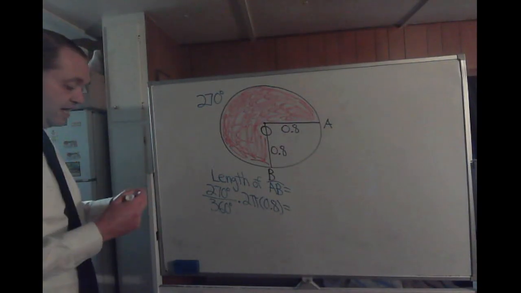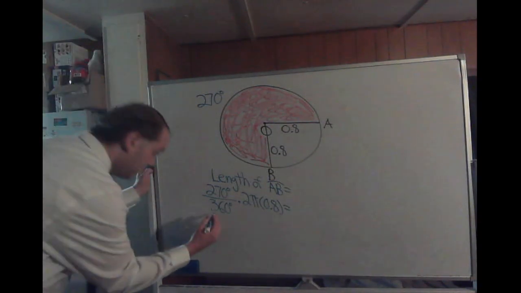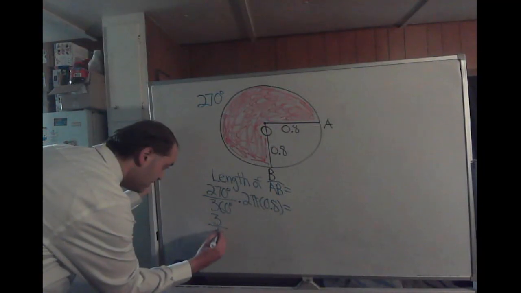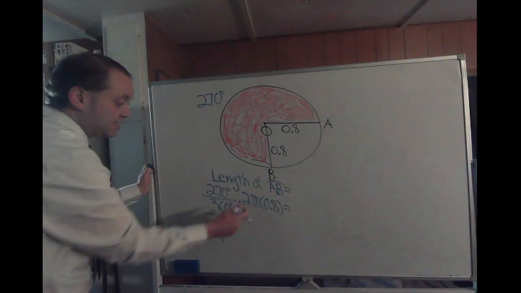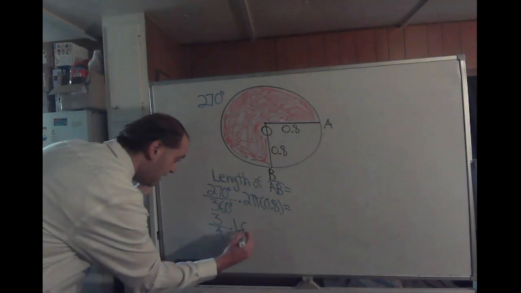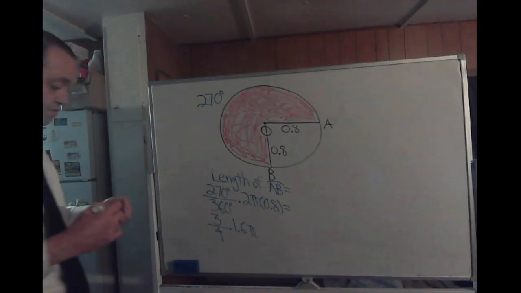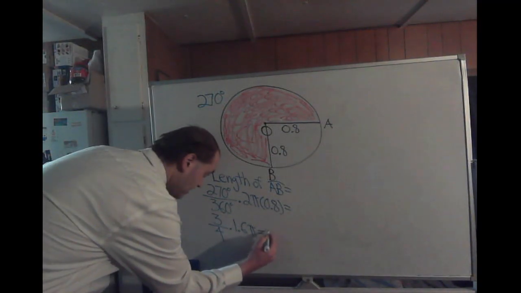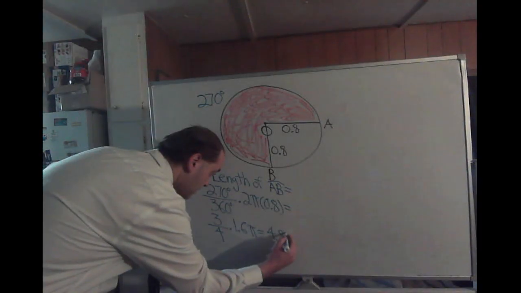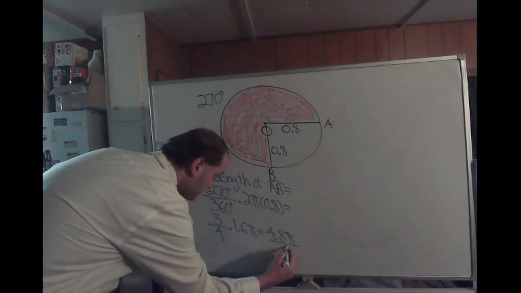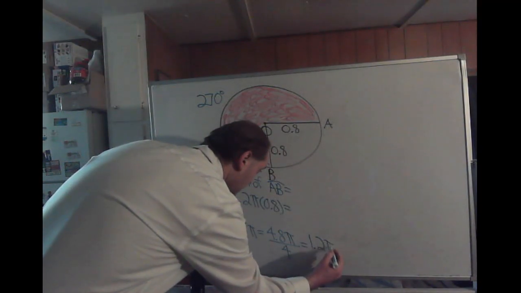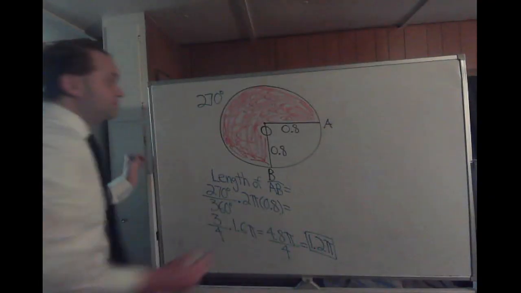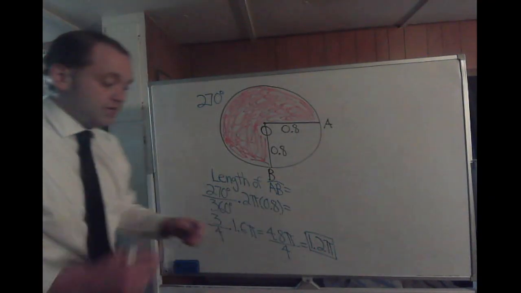which 270 out of 360, that's going to be 3/4. That's actually going to be 3/4 times, what is 2 pi times 0.8? 1.6 pi, which would actually be equal to 4.8 pi all over 4, which would be equal to 1.2 pi. So the length of arc AB going this way is 1.2 pi. Now we can find the area of sector AOB.